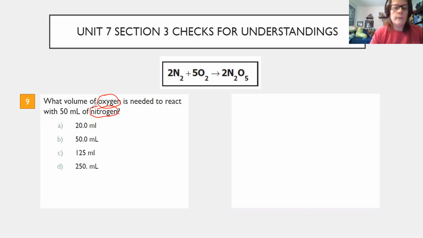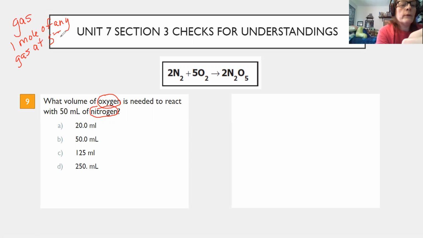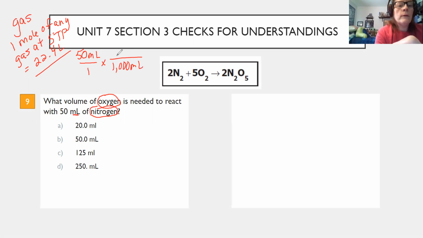Considering that we're dealing with gases, 1 mole of any gas at standard temperature and pressure is equal to 22.4 liters. So we're dealing with liters, and we need to convert our 50 milliliters to liters. There's 1,000 milliliters in every 1 liter, which cancels out your milliliters, and that gives you 0.05 liters of nitrogen gas. So that's what we're working with.